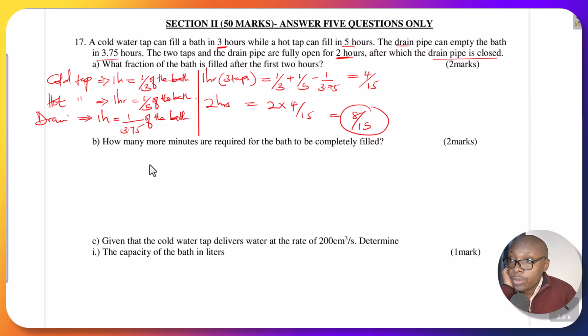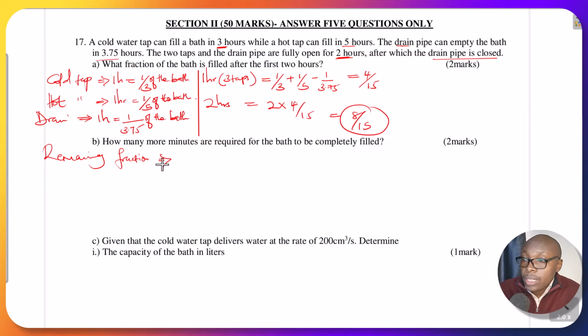So part 2 of the question, that is part B. How many more minutes are required for the bath to be completely filled? We're going to work from the first part. The fraction that is already filled after 2 hours is 8 divided by 15. So what fraction is remaining? Assuming that when the bath is full, the fraction is 1, subtract whatever has been filled, which is 8 divided by 15. So the part that is remaining to be filled is 7/15.